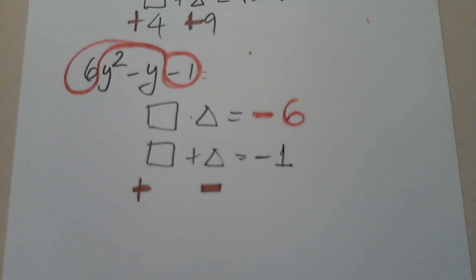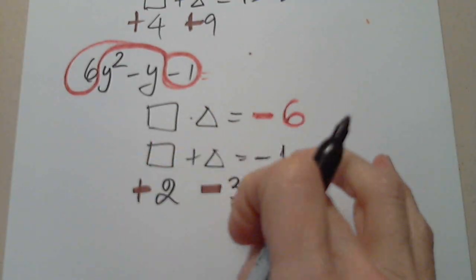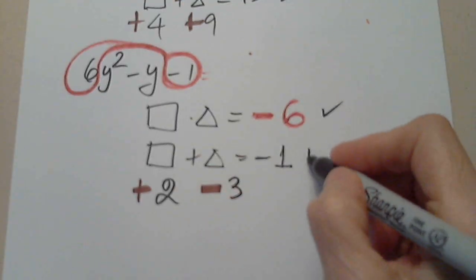...is -6, the sum is -1. We need a positive and a negative. Would it be 2 and -3? Indeed, 2 and -3. We check. 2 times -3? Yes. 2 minus 3? Yes.